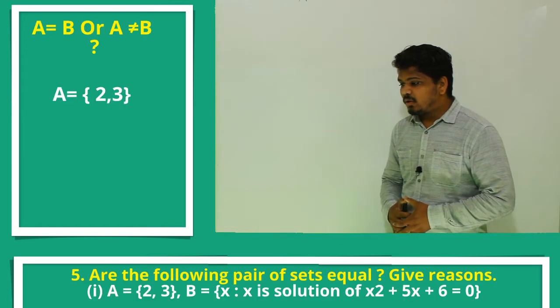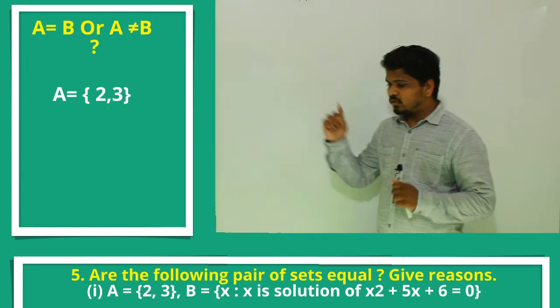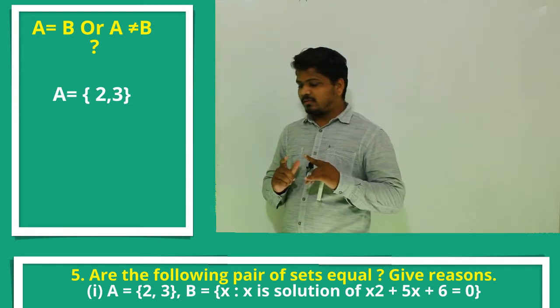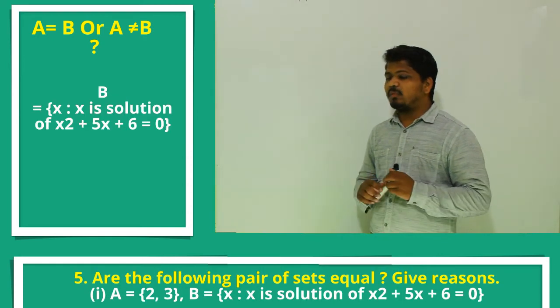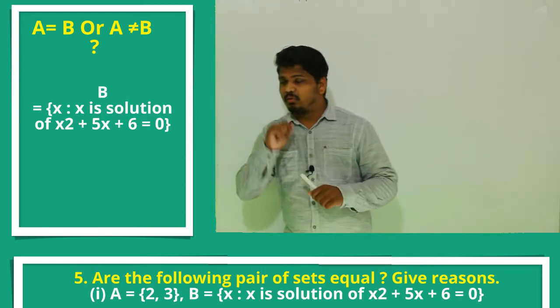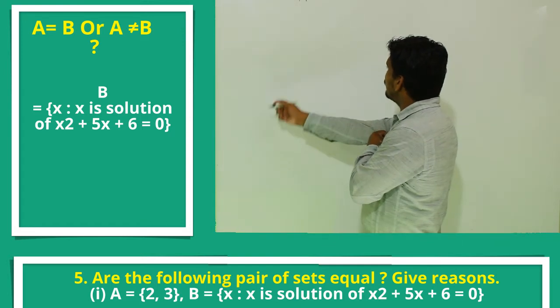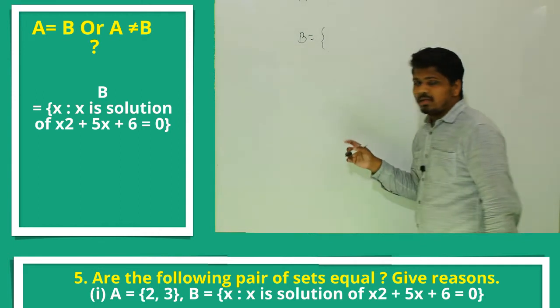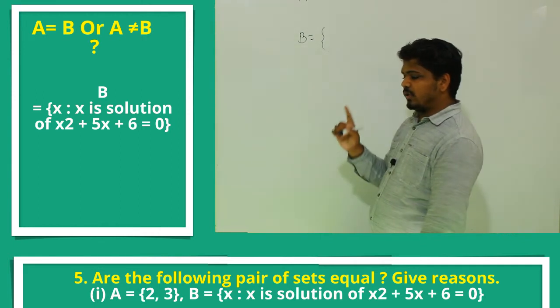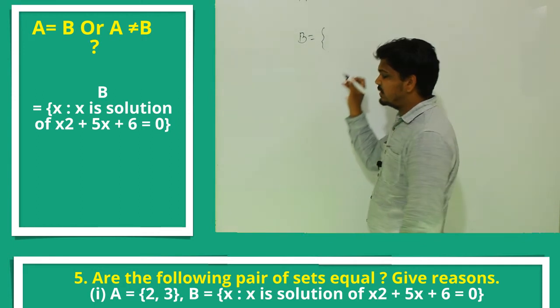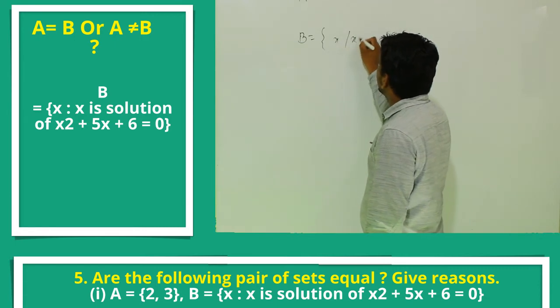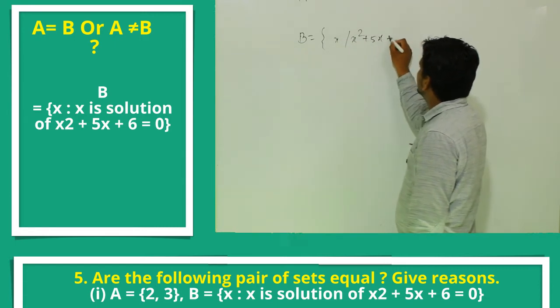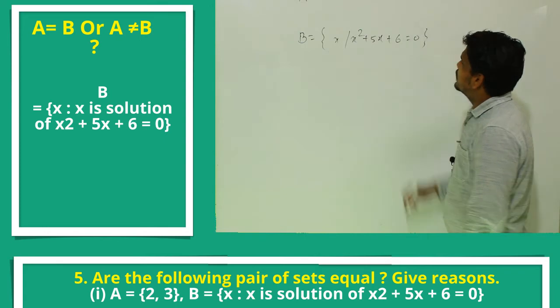First, A equals {2, 3}. You are having A equal to {2, 3} and B equal to {x such that x is the solution of x² + 5x + 6 = 0}. That you can see on your screen. Now we will find the set B. A you know. B is nothing but the solutions of the equation x² + 5x + 6 = 0, x such that x² + 5x + 6 equals 0. This is your B set.